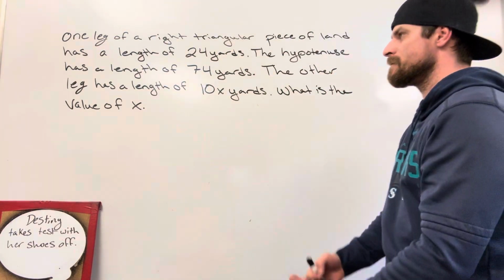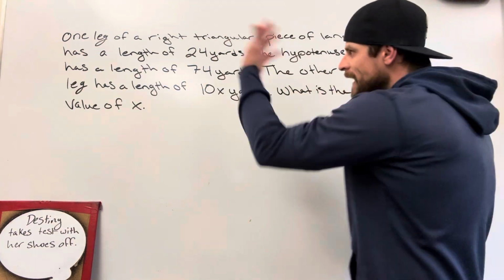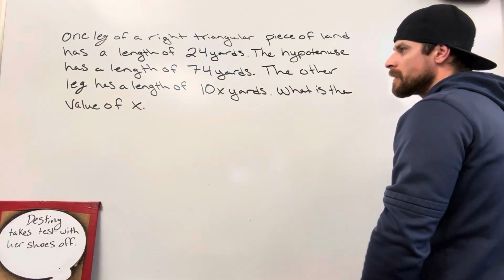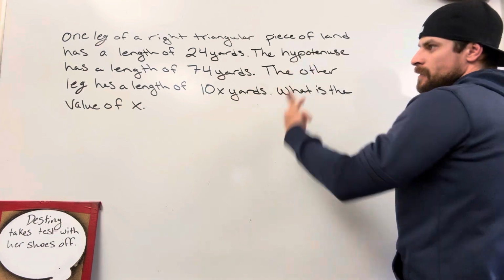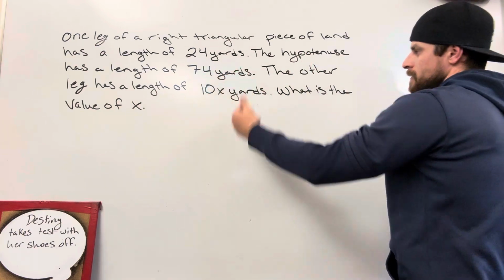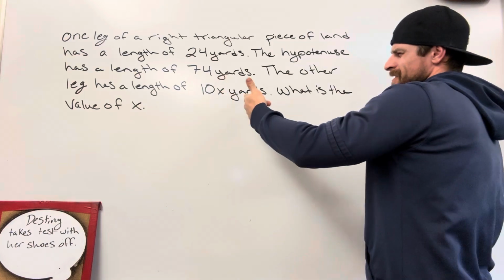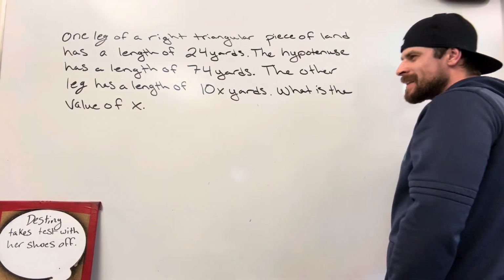OMG, I just love this problem. One leg of a right triangular piece of land has a length of 24 yards. The hypotenuse has a length of 74 yards. The other leg has a length of 10x yards. What is the value of x?